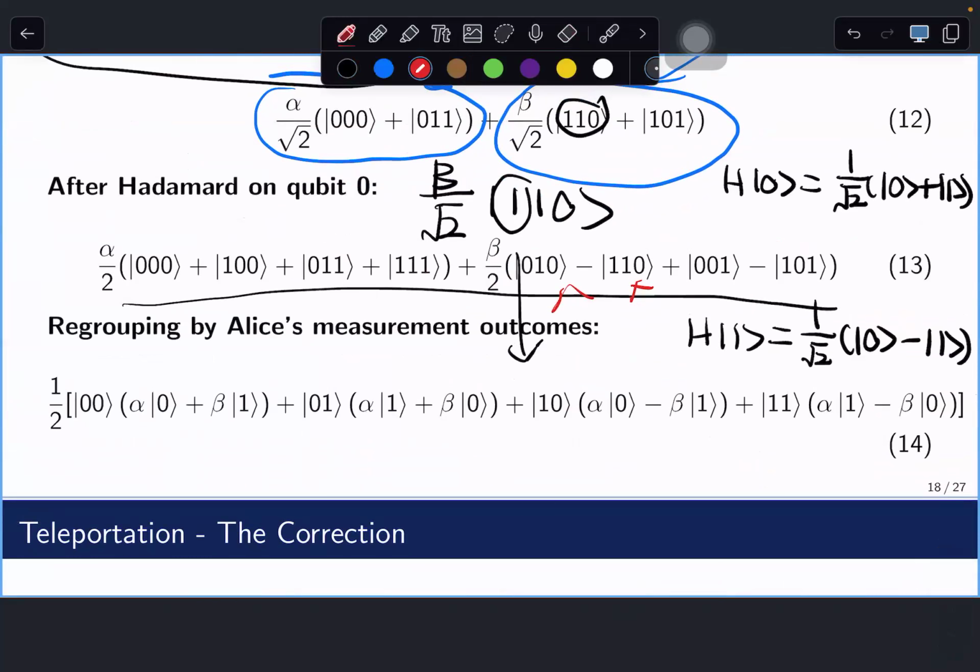So the first outcome is 0, 0. The second one is 0, 1. The third one, 1, 0. The fourth one, 1, 1. From this step to this step, we only regroup the terms. We don't apply gates here. So these 2 expressions are essentially equal. We just do this kind of transformation to help you better understand the correction step later on.